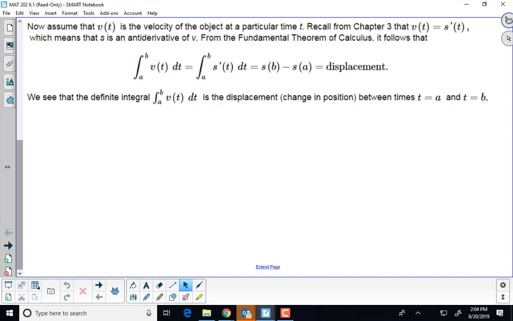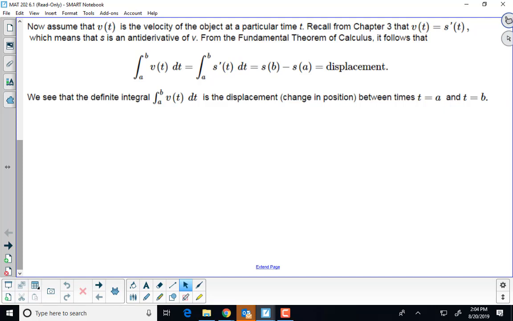So this gives us an integral way to write displacement. So we can always think of displacement as an integral of the rate of change. Integral of rate of change, integral of velocity will give us displacement.